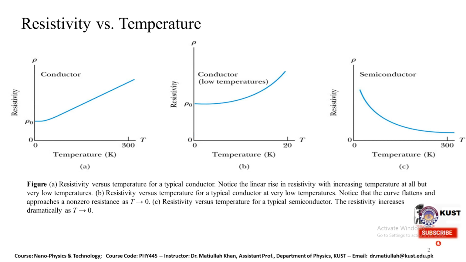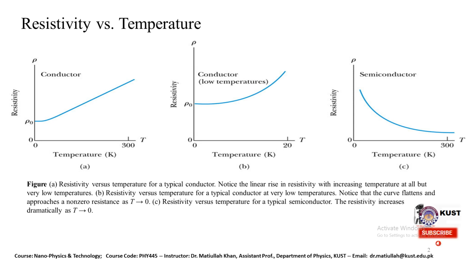One is called a conductor, another is the insulator, and the third is the semiconductor. If you see conductors, then the resistivity versus temperature curve for the conductors looks like this. This is shown in figure A. Here we see there is a limited resistivity at 0 Kelvin, but when we increase the temperature, there is a gradual increase in the resistivity with increasing temperature. This is the behavior of normal conductors.